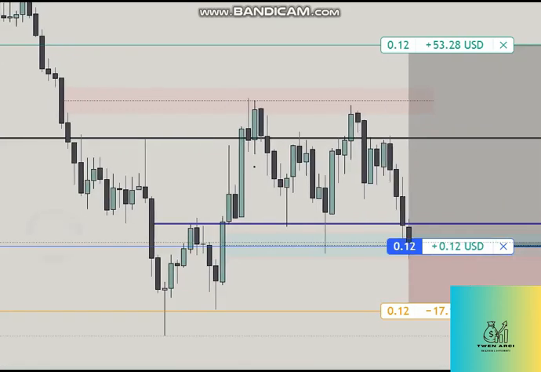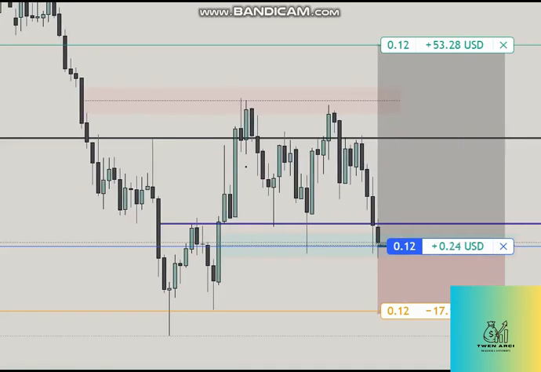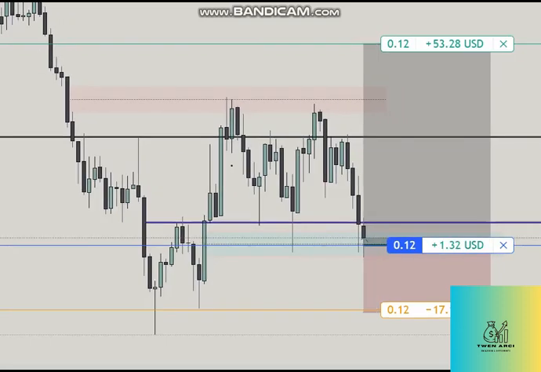So anyway, let's get into it. I'll show you what the pattern looks like. I'll show you my entry model. I'll also talk about what a high probability setup looks like. I'll be a bit brief, but I hope you get the idea. Okay, so let's start with what the pattern looks like on the chart.